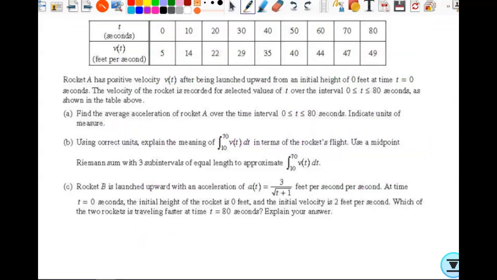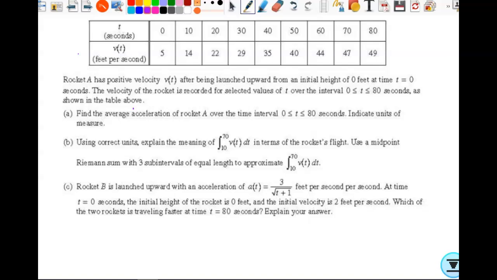Okay. Rocket A has a positive velocity after being launched upward from an initial height of 0 feet at time t equals 0 seconds. The velocity of the rocket is recorded for selected values of t over the interval from 0 to 80 seconds as shown in the table above. It says to find the average acceleration of the rocket over the time interval and indicate units of measure. Okay, they gave us velocity. They're asking us for average acceleration. How is acceleration related to velocity? It's the derivative because it is the what of velocity without using the word derivative. The rate of change. Acceleration is the rate of change of velocity.